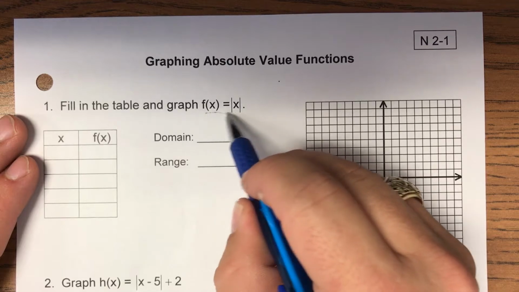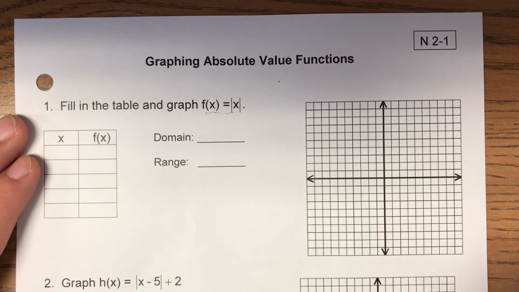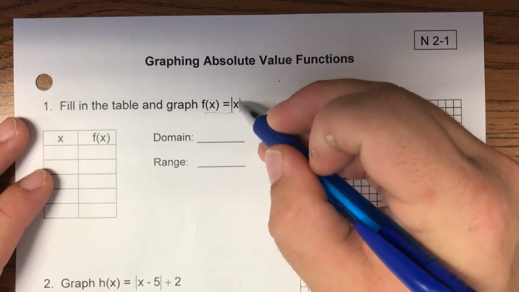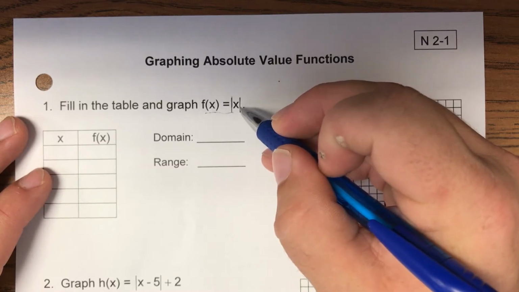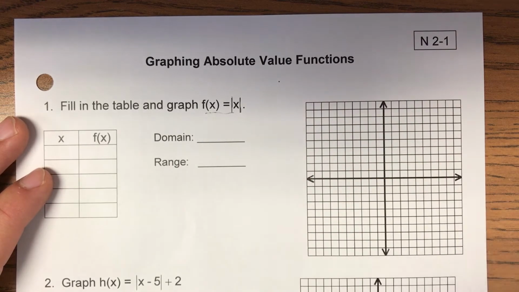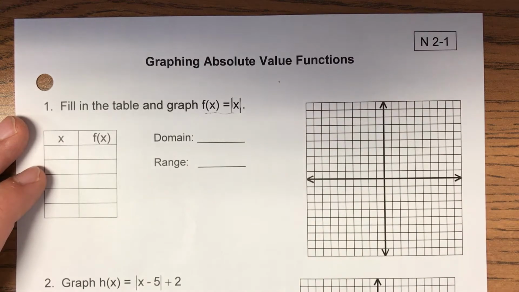But today we're going to work on graphing absolute value functions. We're going to start off with the parent function, f of x equals the absolute value of x. In case you don't remember, absolute value means the distance from zero. And since it's distance from zero, it's always positive. And so we'll start off on the first one.